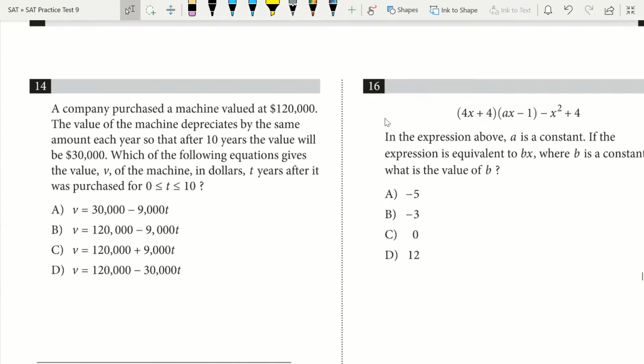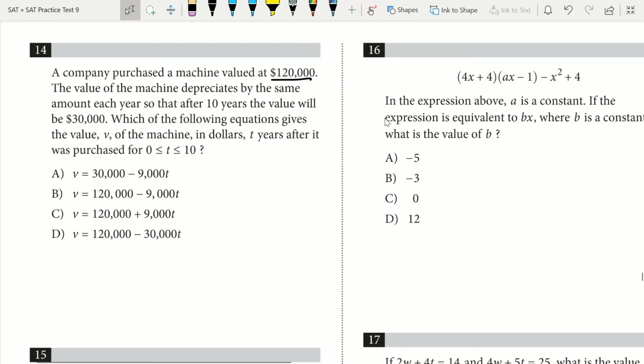All right, question 14. A company purchased a machine valued at $120,000. The value of the machine depreciates by the same amount each year, so that after 10 years, the value will be $30,000. Which of the following equations gives the value V of the machine in dollars T years after it was purchased? All right, well, we know after 10 years, the value drops from 120,000 to 30,000, right?